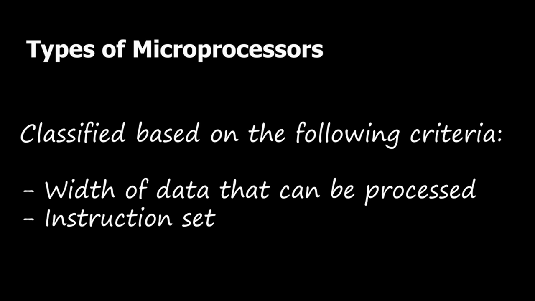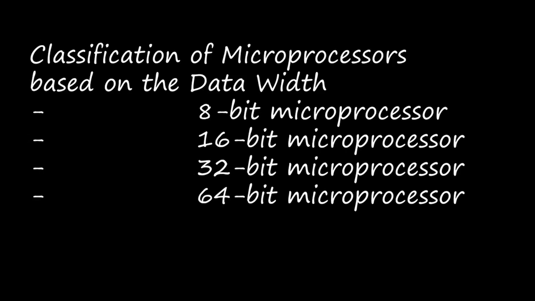Now let's see the classifications of microprocessor based on the data width. Based on the data width, the microprocessor can be classified into 8-bit processor, 16-bit processor, 32-bit processor, and 64-bit microprocessor.